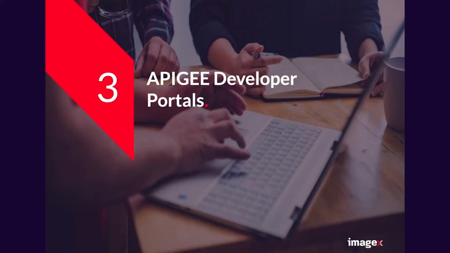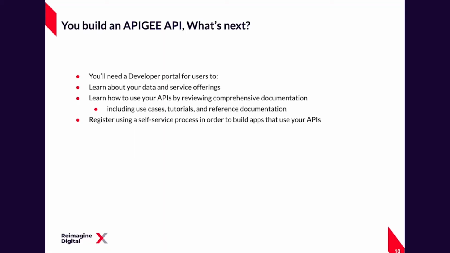Okay, next let's talk about Apigee's developer portals. So you've built your first Apigee API, and what's next? Well, the major consumer of your API will most likely be developers, and they will need to learn about your data services and API offerings. They'll need to interact with the system, consume the APIs, build test applications, go through tutorial and training material, and essentially consume the product.